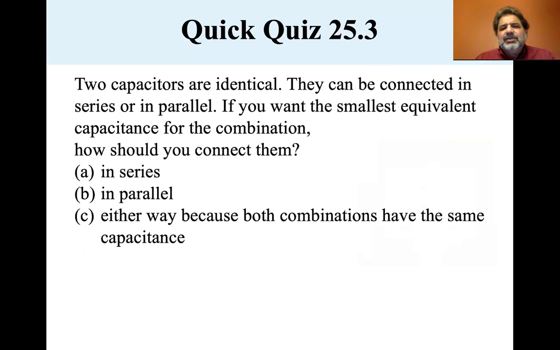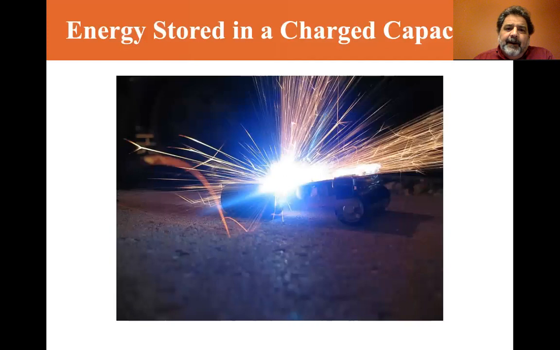Okay, two capacitors are identical. They can be connected in series or in parallel. If you want the smallest equivalent capacitance for the combination, how should you connect them? In series, in parallel, either way, because both combinations have the same capacitance? Well, that's not true. But what you want to do is connect them in series. In series will give you the smallest combination.